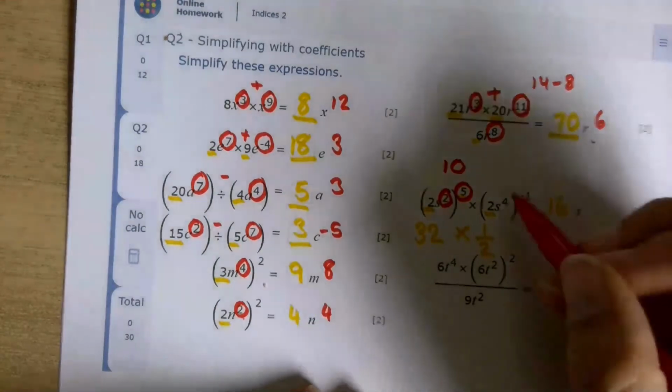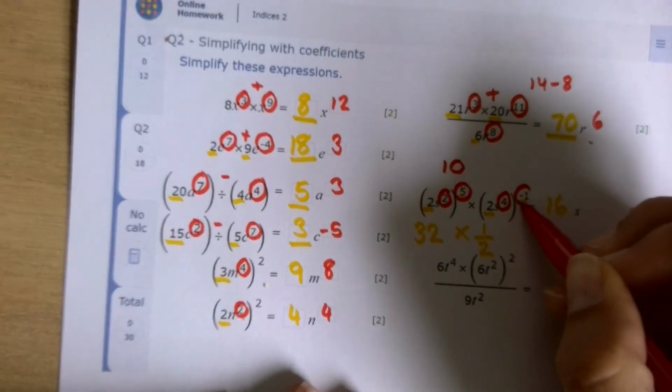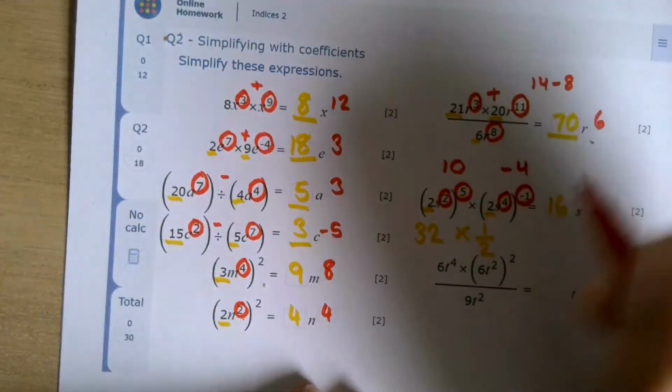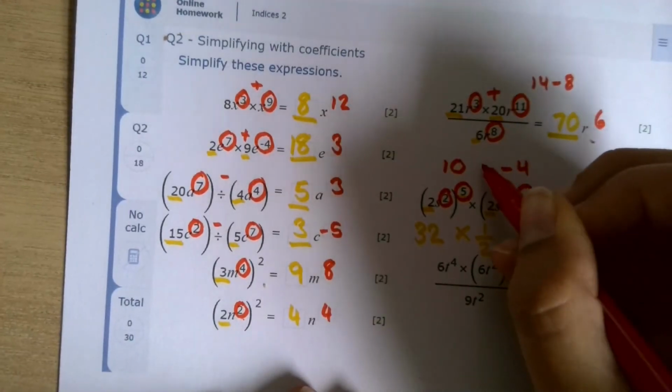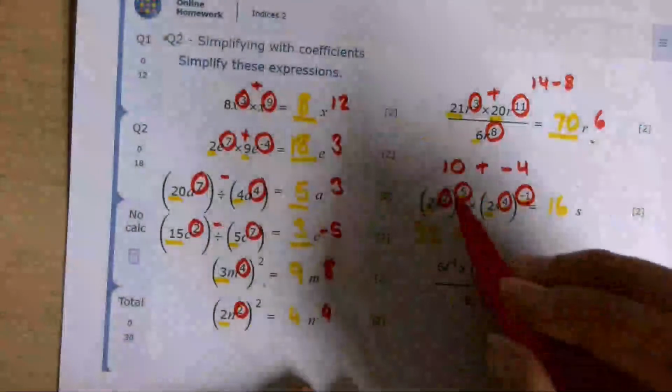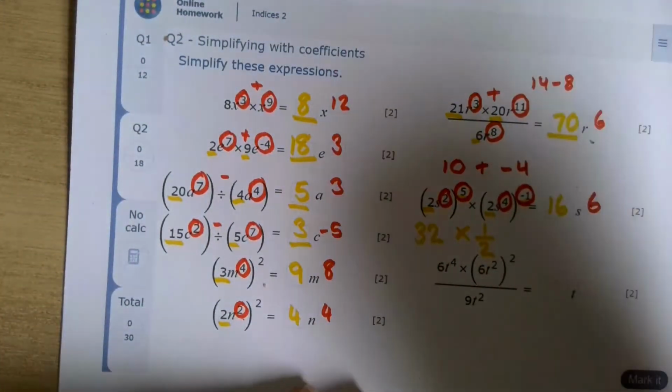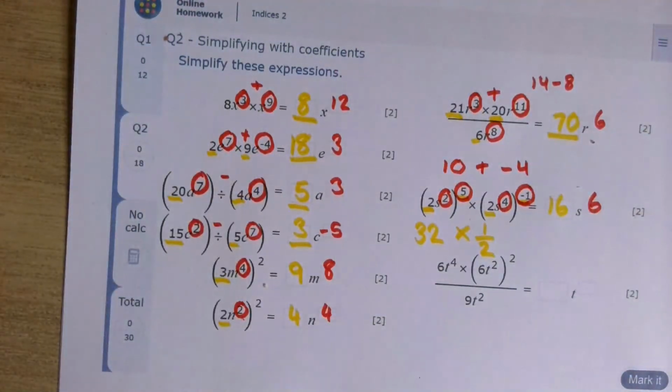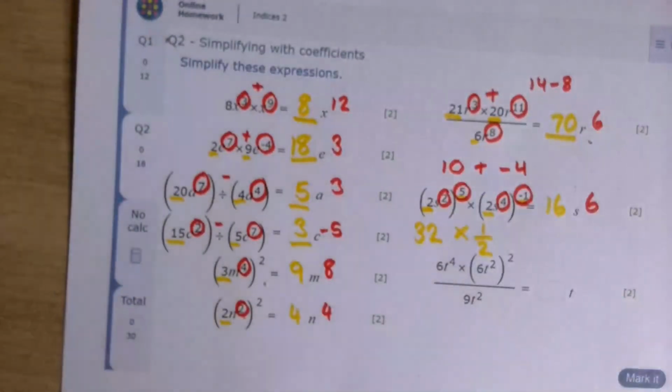Here, I've got 4 and -1. And those, I'm going to multiply those two. 4 times -1 is -4. What am I doing with these? I'm multiplying them, which means I need to add the powers. 10 add -4 gives me 6. Wow, fraction, multiply and brackets.